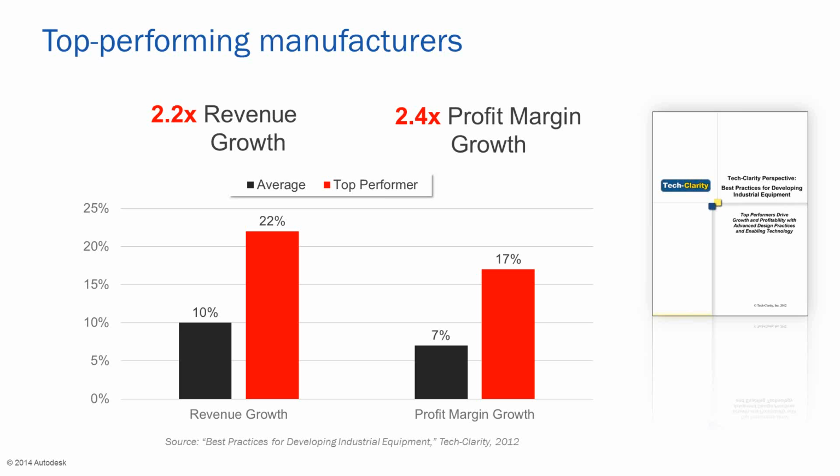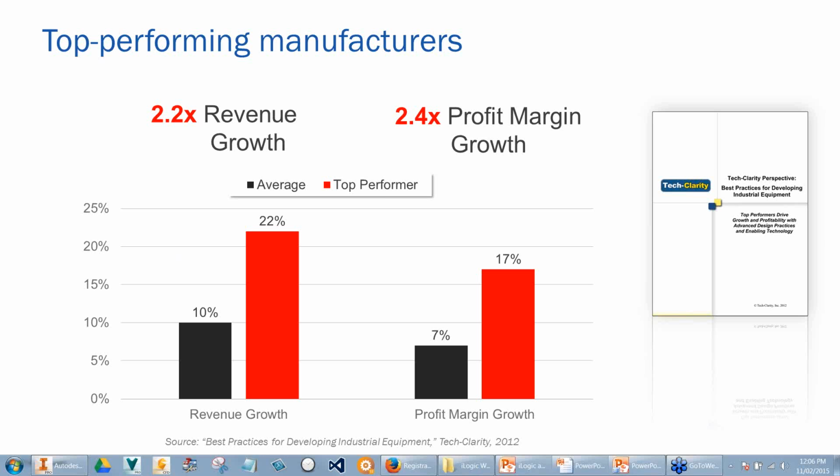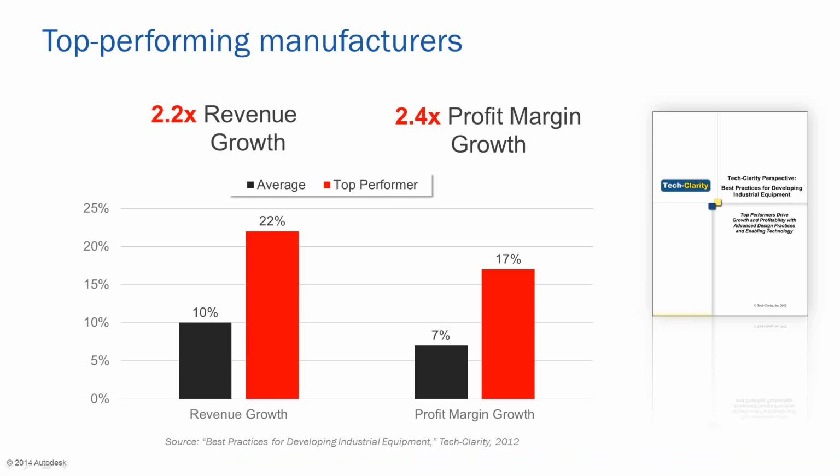So the question is, how can we learn from this study? And how can we replicate what these top-performing companies and top-performing manufacturers are doing, so we can also get the same benefits?